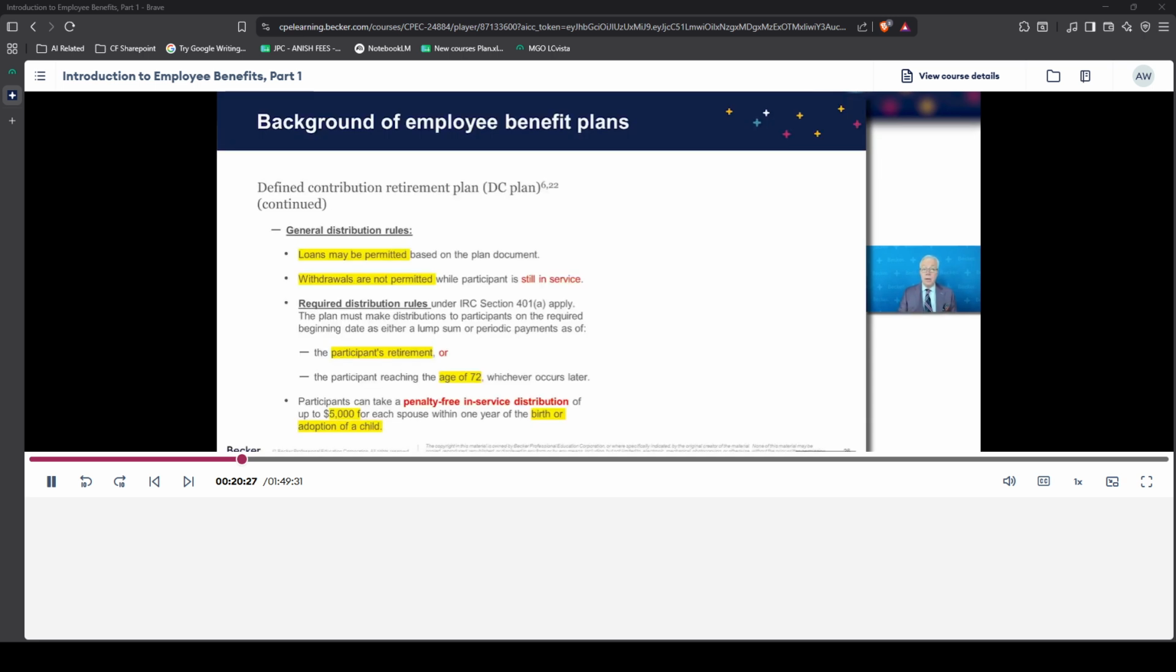General distributions, loans may be permitted based on the plan documents. Withdrawals are not permitted while a participant is still in service. Now, the required distributions, I bet you this is going to sound familiar. It's when the participant retired or when they reach the age of 72. There's your required minimum distribution, whichever is later. Participants can take a penalty-free in-service distribution of $5,000 for each spouse within 1 year of the birth or adoption of a child.